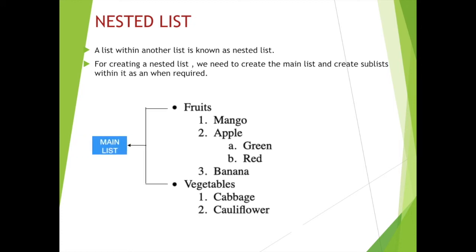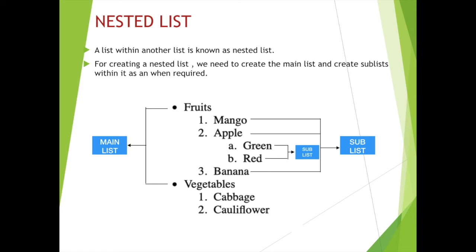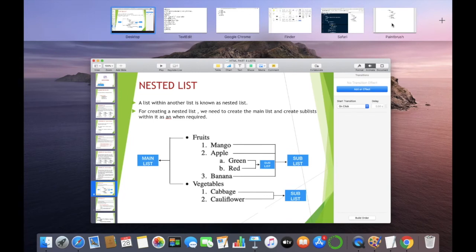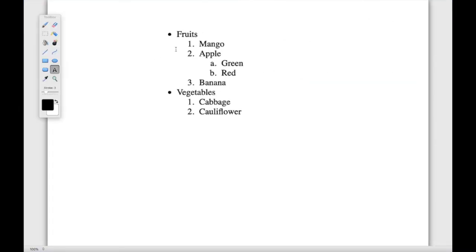So here fruits and vegetables consist of the main list. This is the first sublist, which is mango, apple and banana. Then within apple we have green apples and red apples. So this is the second sublist. We also have a third sublist, which is within the vegetables, which is cauliflower and cabbage. So this will come under the third sublist. Now let's try to understand how to create a nested list. So this is the list which we need to create.